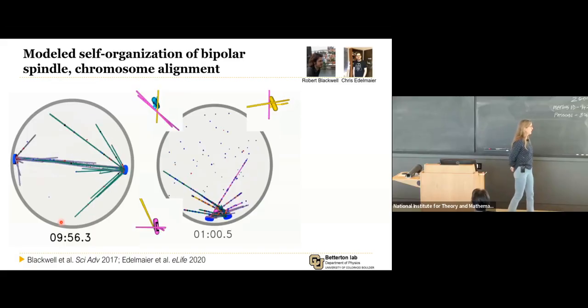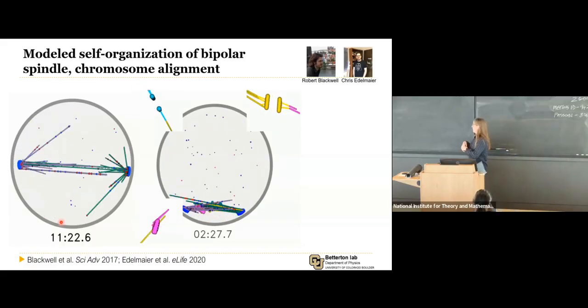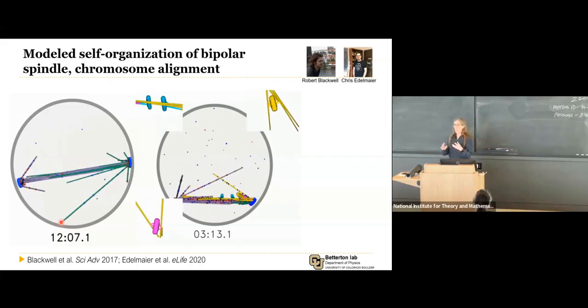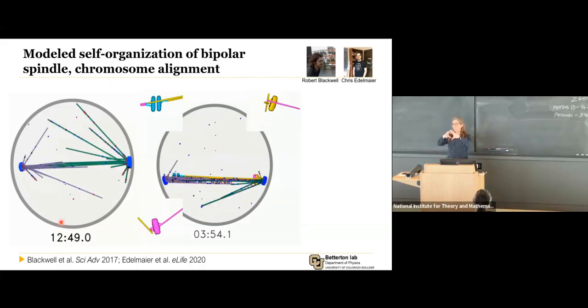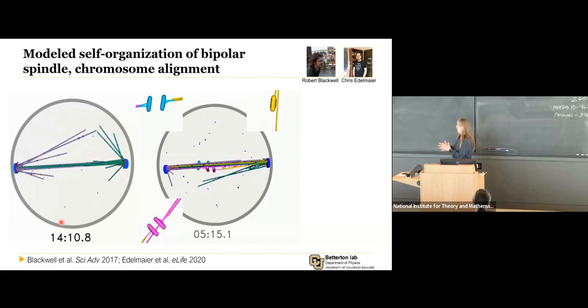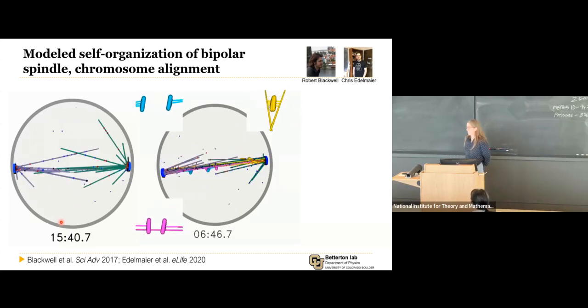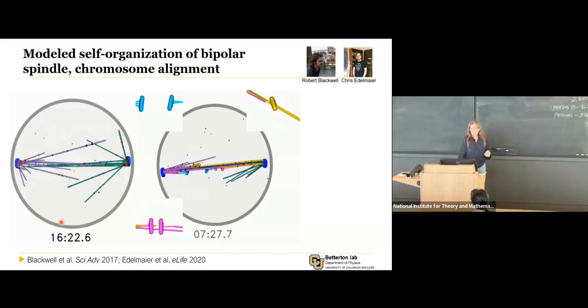And then we extended a step further to say, how do you get chromosome attachment to the spindle and error correction and alignment at the same time that this bipolar structure is self-organizing, and getting proper biorientation and then ultimately segregation. And Robert and Chris worked on that in the lab. And so this was great.